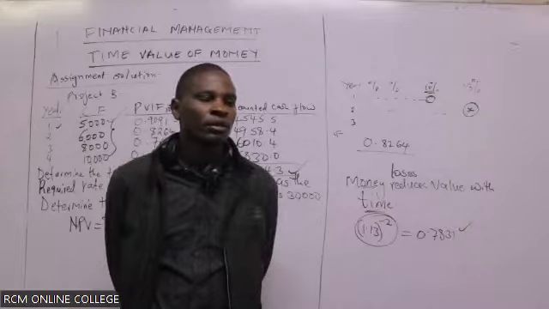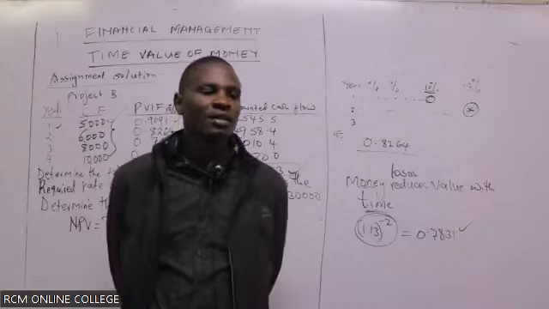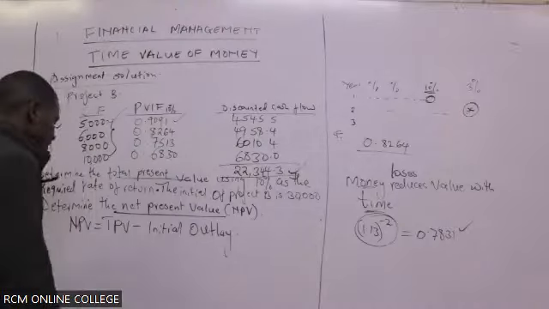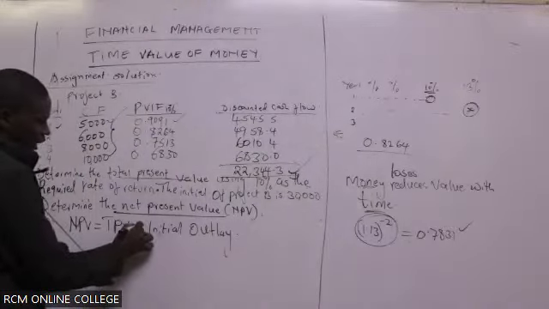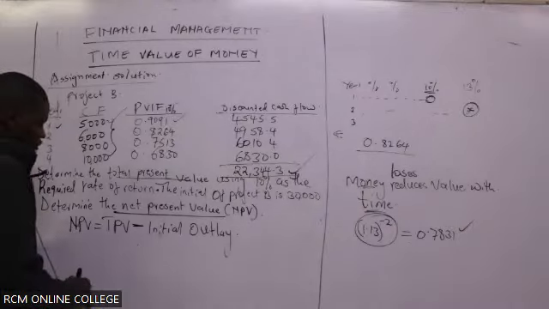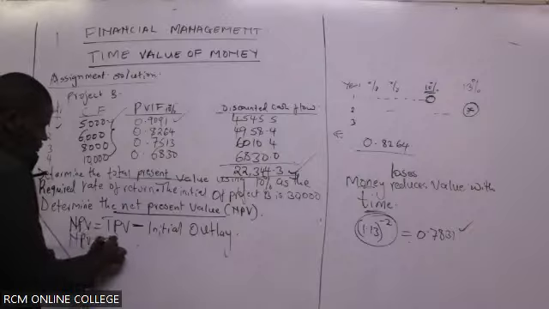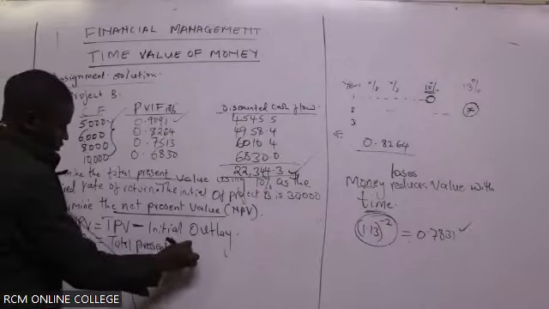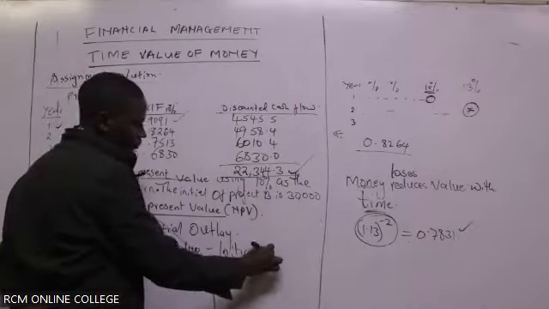22,344. Review your answer. Use the calculator very well. Net present value is the total present value minus initial outlay. Or in short, we can say net present value is equal to total present value minus initial outlay.